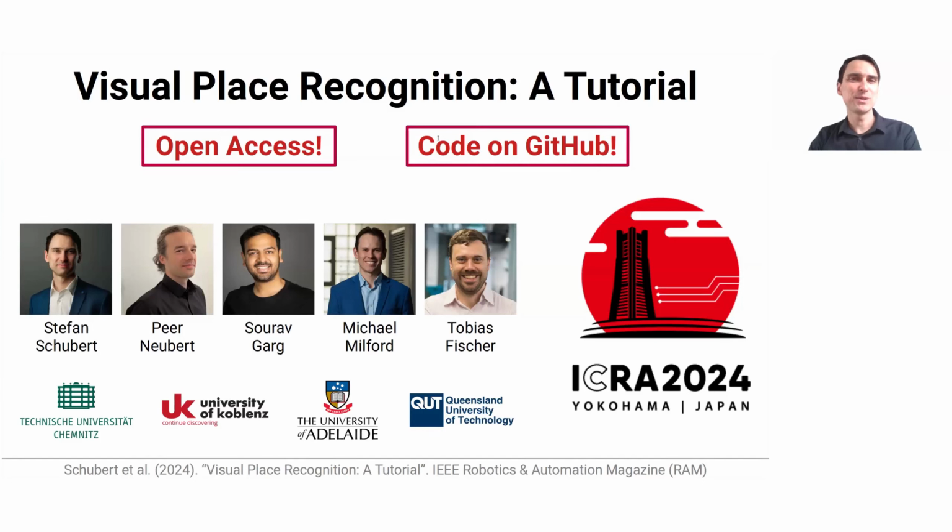Hello. This video gives you a short introduction to our tutorial paper about visual place recognition that is published in the IEEE Robotics and Automation Magazine. The paper is open access so that you can download and read it for free. We also provide an associated GitHub repository, which allows you to test or build your own visual place recognition pipeline.